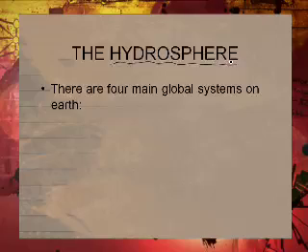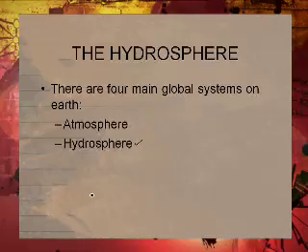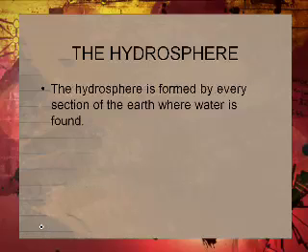What we also need to know about these spheres, the different spheres that we have on the universe, is that we've got 4 main global systems on Earth. 1, we've got the atmosphere. 2, we've got the hydrosphere. 3, we've got the biosphere. And 4, we've got the lithosphere. Okay, now from these ones, we're going to talk hydrosphere.